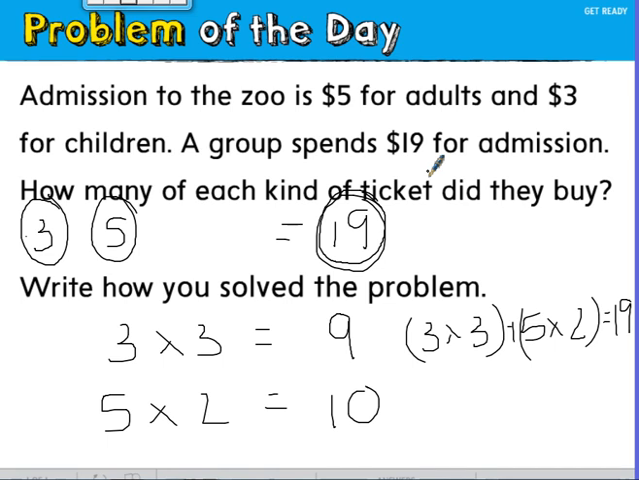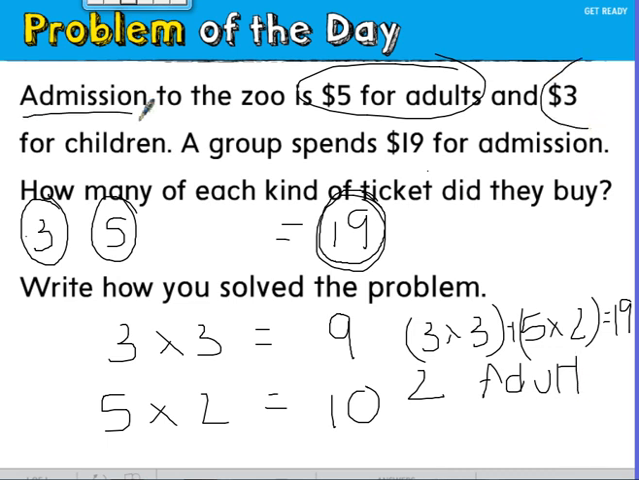Okay? Now, how many of each kind of ticket did they buy? Well, the adults were $5, so how many adult tickets did they buy? How many adult tickets did they buy? Class? 2. 2 adult. Then the kids were $3 for children. So how many children tickets did they buy? 3. 3 children.